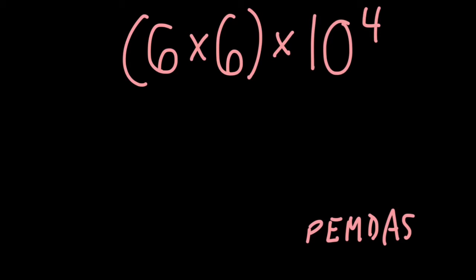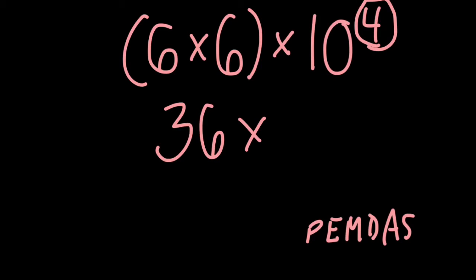Now here's one for you to try. Please don't forget parentheses first, then exponents. Pause the video now. Now we're going to solve it. 6 times 6 is in the parentheses, so we're going to do that first. And there's Addison in the background saying hello.